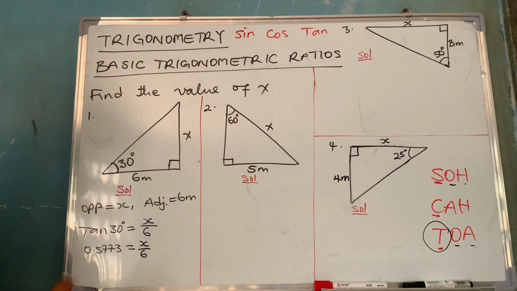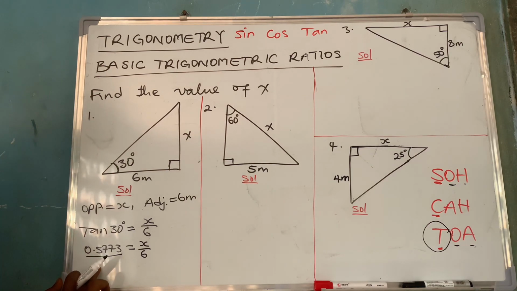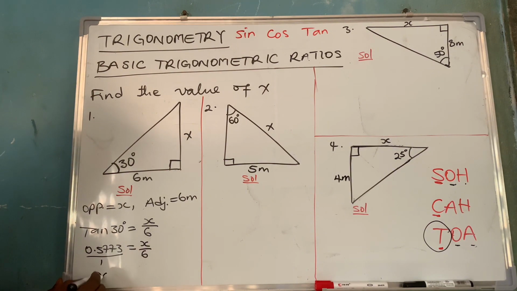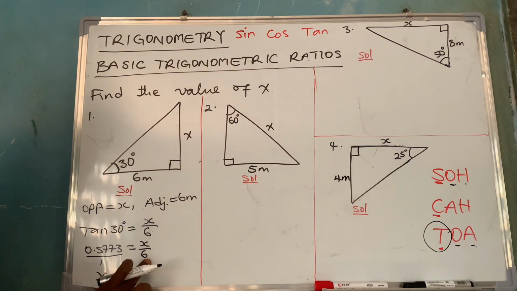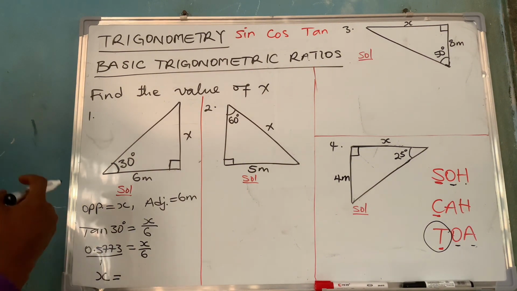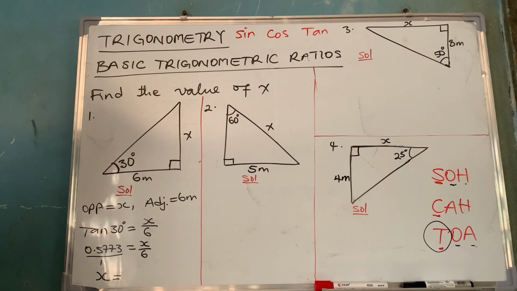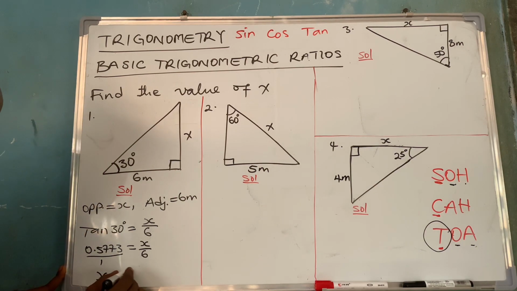But this one is without a denominator. We don't see any denominator, so we can give it 1. If we multiply 1 by x, that will give us x. But if we multiply 6 by this value, what do you think we have? If we say 6 multiplied by 0.5773, what do we get? 3.4644.